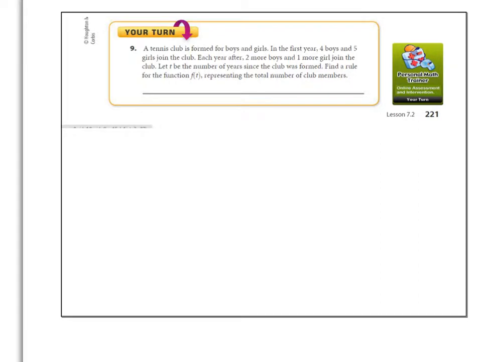For number 9, we have a tennis club formed for boys and girls, and in the first year 4 boys and 5 girls join, and then each year after, 2 boys and 1 girl join. And we want to know, t is the number of years since the club was formed, and we want to find a rule for the function f of t, the total number of club members. Well, if you have 4 boys and 5 girls that started by joining the club, that means if you add them together, there were 9 members that first year. So we know we're starting with 9.